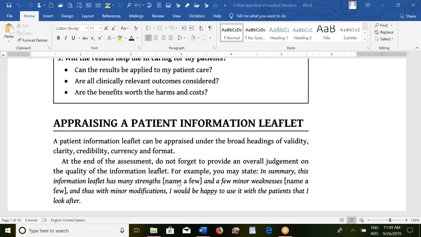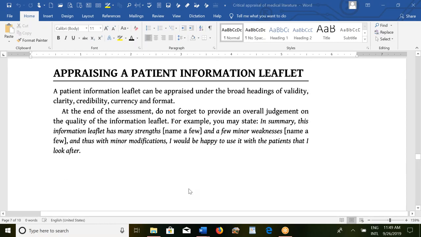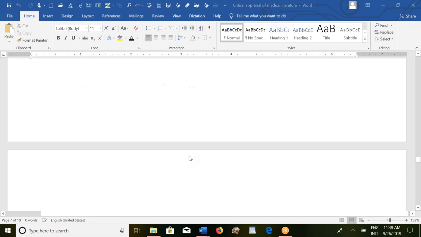For example, you may state, in summary, this information leaflet has many strengths. You will say a couple of them: that this is updated, good evidence, good source, and more helpful for patients, and a few minor weaknesses. You will mention that this group was included but they have no information for a certain group. And thus, with minor modifications, I would be happy to use it with the patients that I look after.